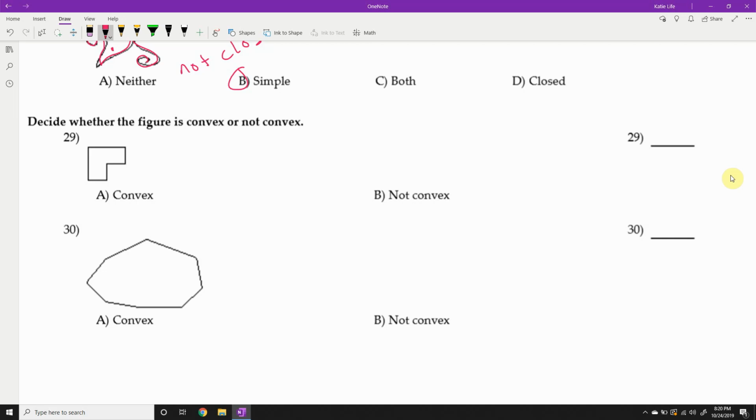Well, that's not the case in number 29. If I pick this point right here, which is inside the figure, and I pick this point right here, which is inside the figure, the line that connects those 2 points does not stay entirely inside the picture. It goes outside the picture. So 29 is B, not convex. Okay, in 30, it doesn't matter which 2 points you pick inside this figure. The line segments connecting them will forever stay inside the figure. So 30 is A, convex.